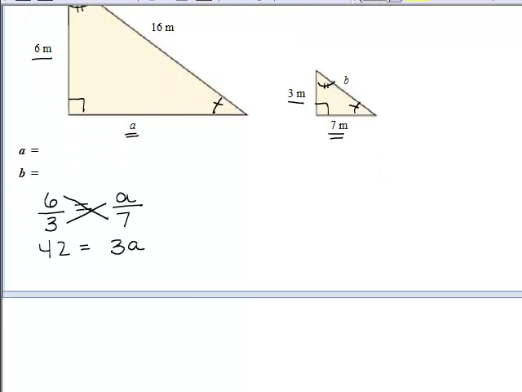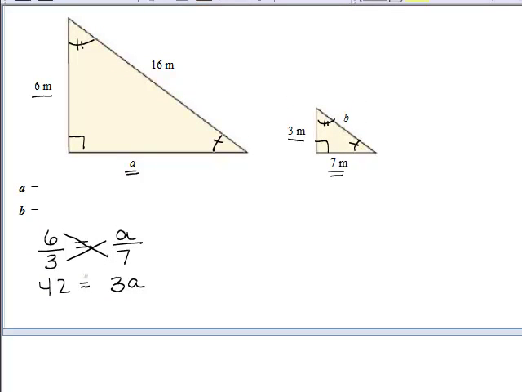And if we don't know, then we remember that anything we do to one side of the equal sign, we have to do to the other side of the equal sign. Therefore, I can divide this side by 3 and this side by 3. That cancels over here. I'm left only with A. And on this side, we can divide 42 by 3 to get 14. And we find that A equals 14. So A equals 14 meters. And we can put that right here next to the A, 14 meters.